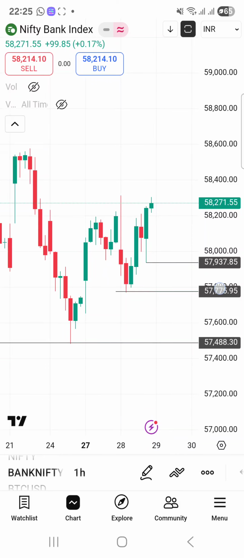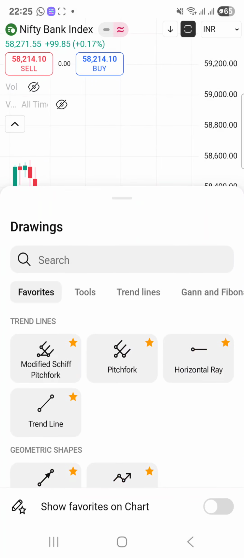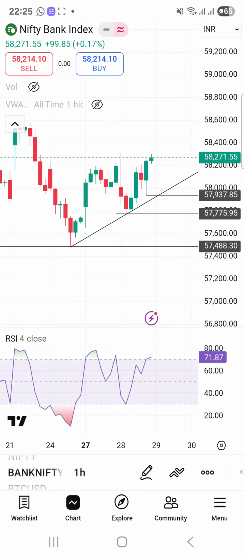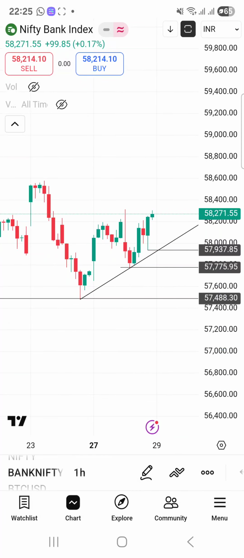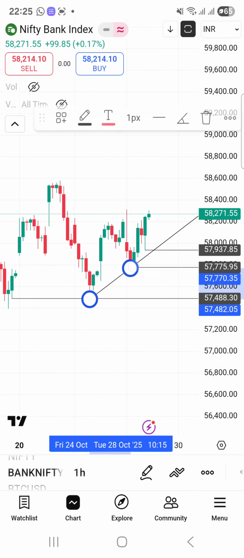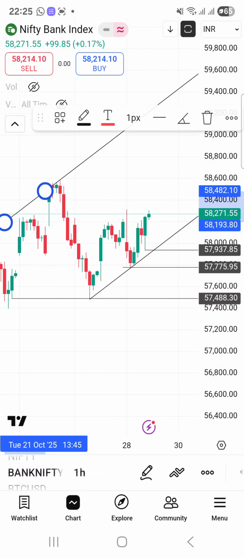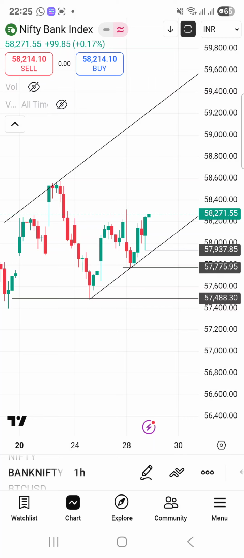Now what could be the edge? What could be the target? Target is pretty simple. You can draw a frequency line like this. Okay, so this is the line. You extrapolate this line and place it back at this high. Okay, so this is one way to look at the target.